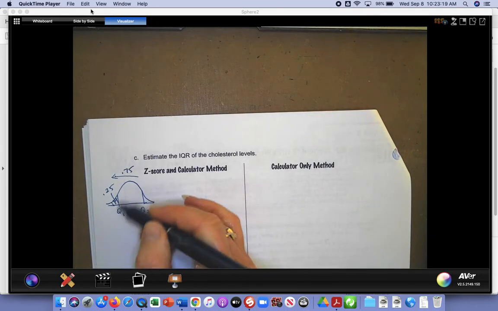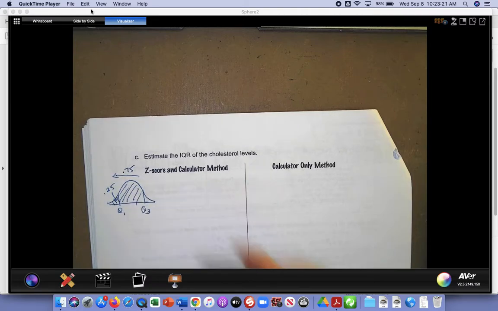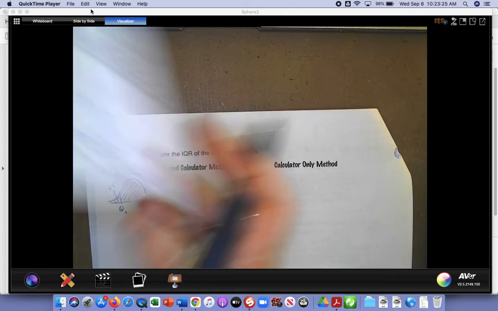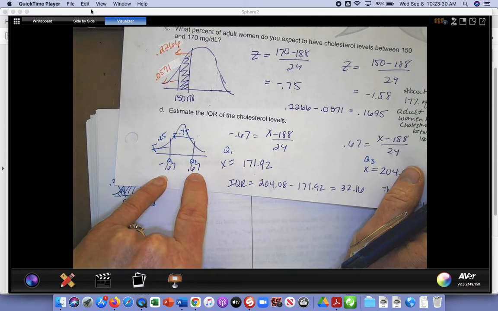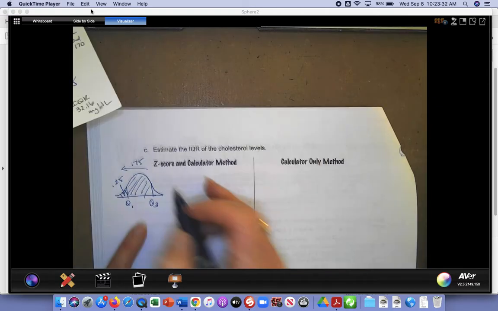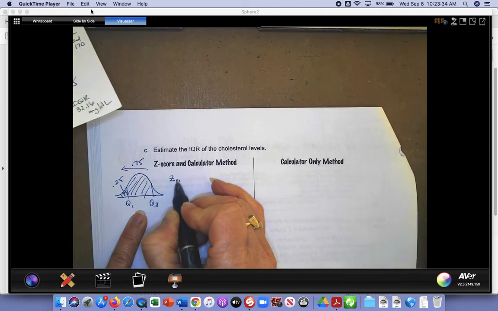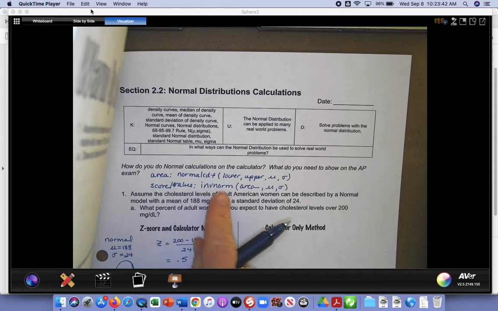I could shade again, but it's like I'm shading over what I'm shading. In this particular one, you use the table to find those z-scores. So if I want to find the z-score for Q1, I have the area now, and I'm trying to find the score, so I'm going to use inverse norm.